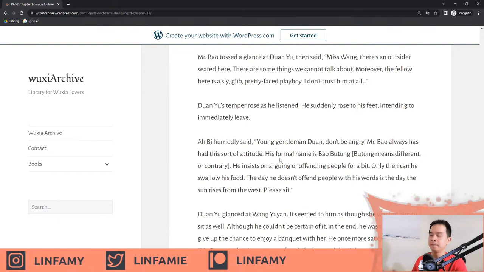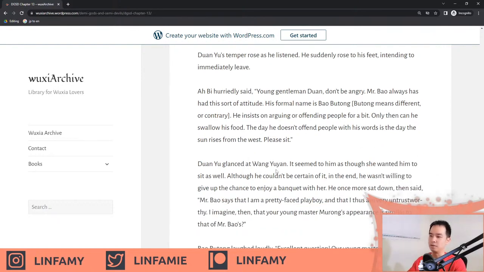Abi hurriedly said, "Young gentleman Duan, don't be angry. Mr. Bao always has had this sort of attitude. His formal name is Bao Butong. Butong means different. He insists on arguing or offending people for a bit. Only then can he swallow his food. The day he doesn't offend people with his words is the day the sun rises from the west. Please, sit."